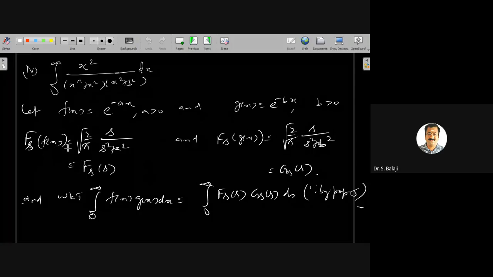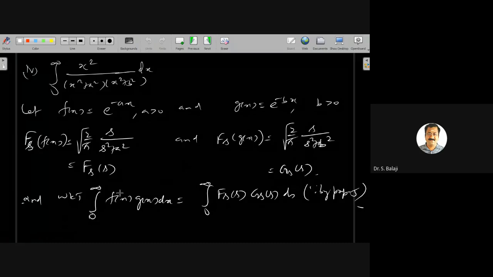The Fourier sine transform of f of x is root of 2 by pi times s by s square plus a square. This is fs of s, with s in the numerator. There is also the Fourier sine transform of g of x, called gs of s. The Fourier sine transform of function g is gs of s, equal to root of 2 by pi times s by s square plus b square.